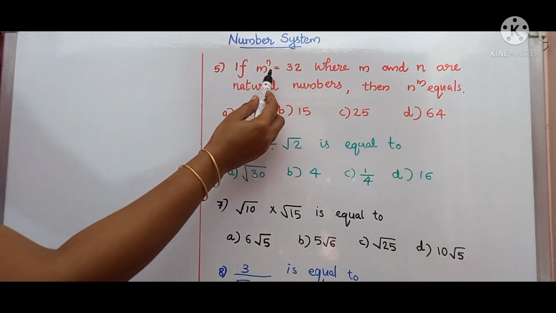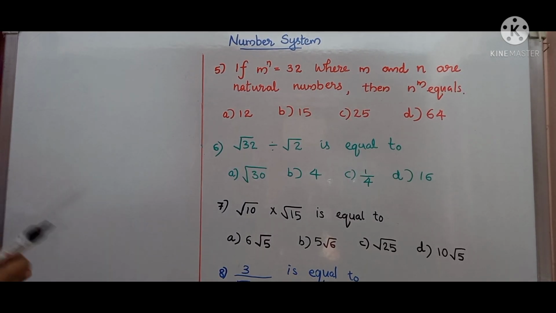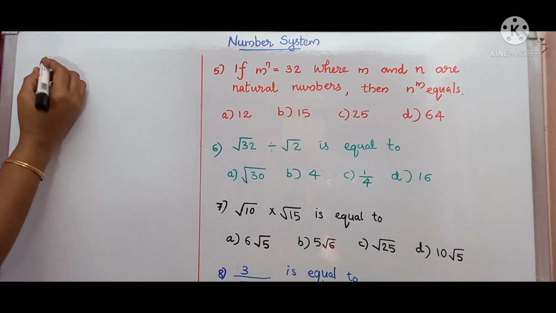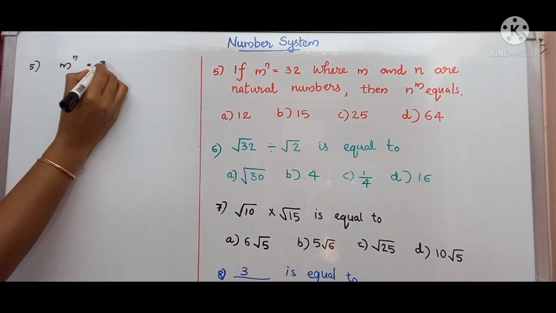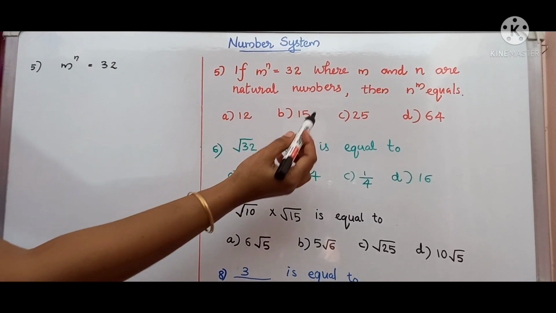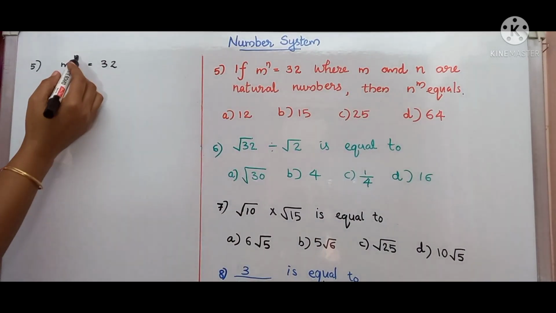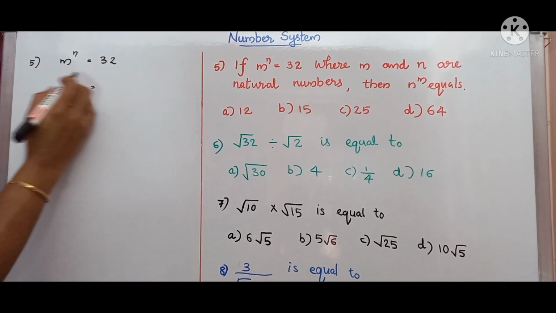Fifth question, if m raised to n is equal to 32, where m and n are natural numbers, then n raised to m equals. We have to find the answer. Here it is given, so we can solve it. m raised to n is equal to 32, and m and n are natural numbers. n raised to m we have to find. m raised to n is equal to 32.